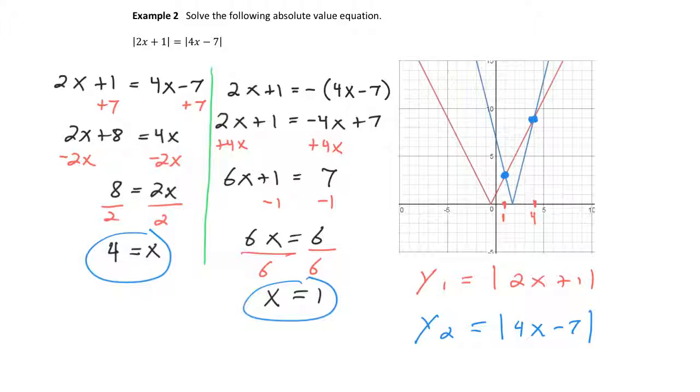So I'm convinced that I have all this work here and it gave me my two numbers. I verified it on my graph, and that is it for this example.